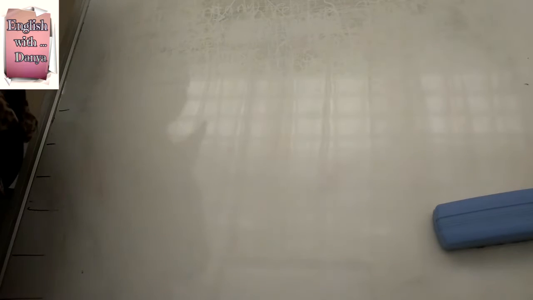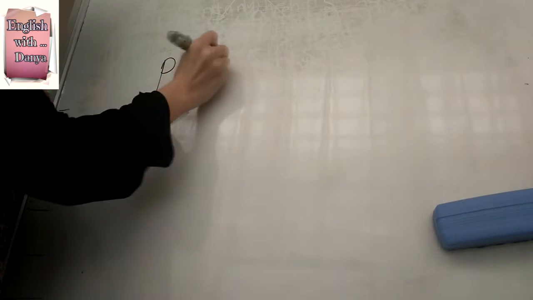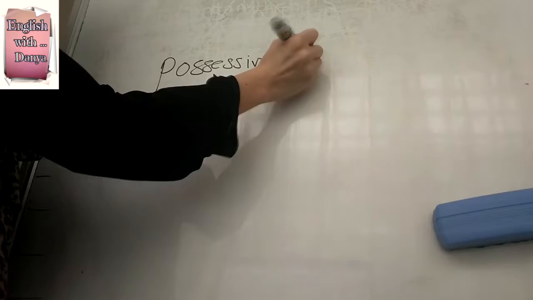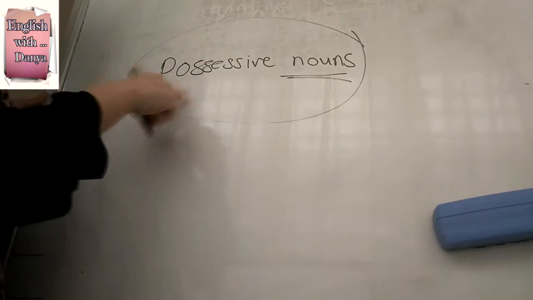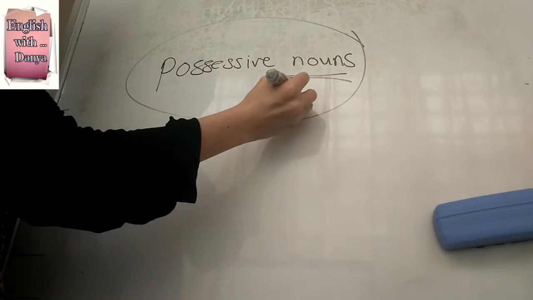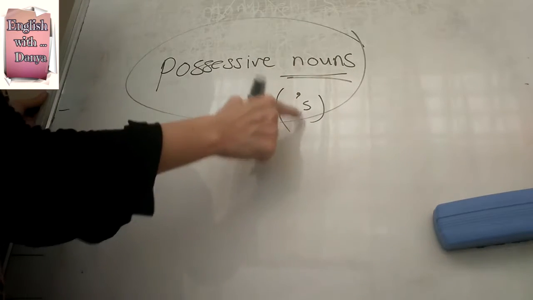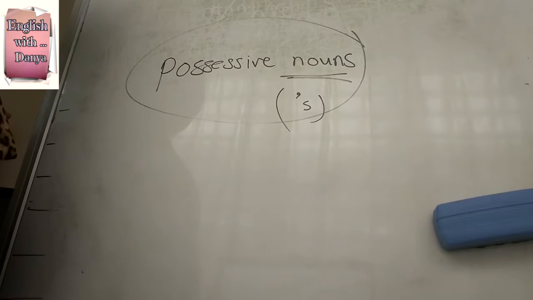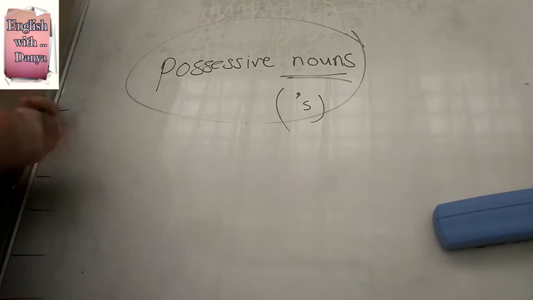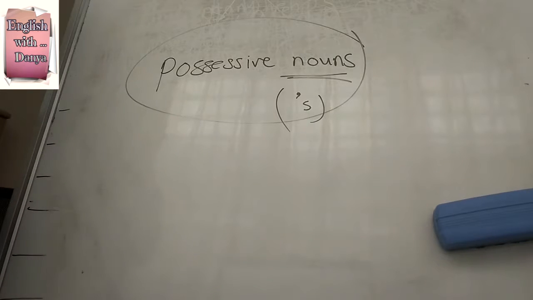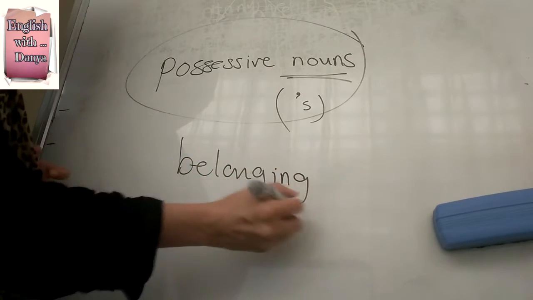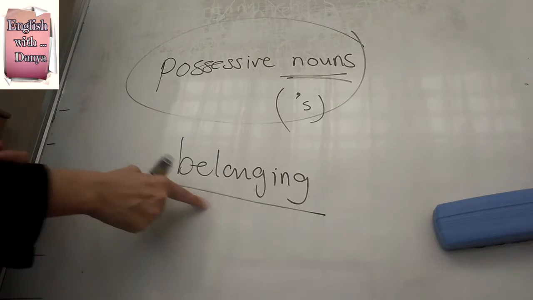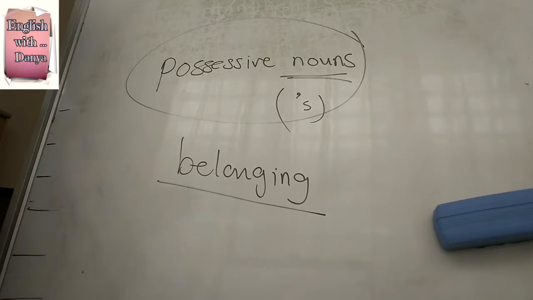So as for today, what actually are possessive nouns? Possessive nouns are where you need to add the apostrophe and s. This is all we need for a possessive noun. Why do we need it? We need to use possessive nouns to talk about belonging, okay? What is belonging? Belonging here is something that is only for you.